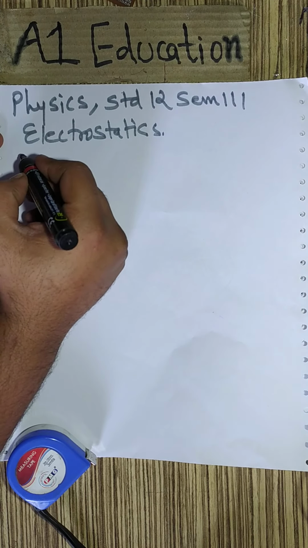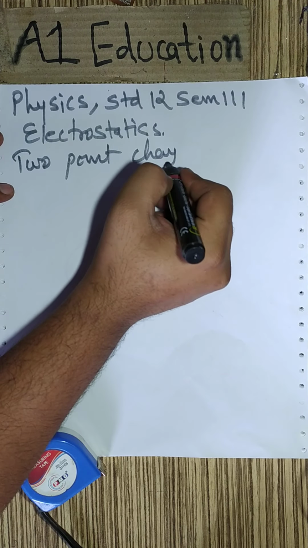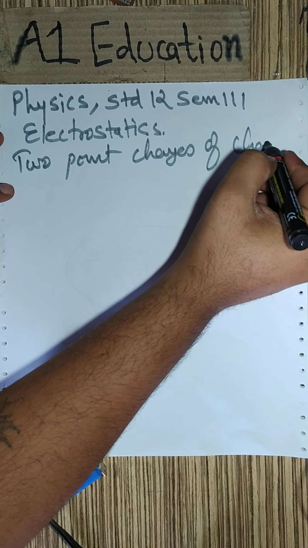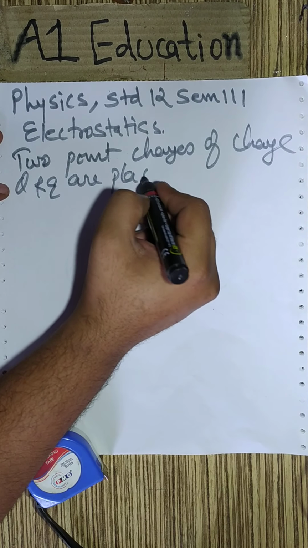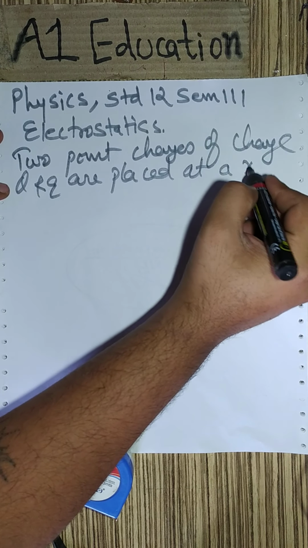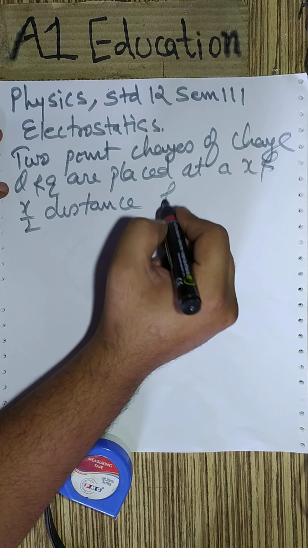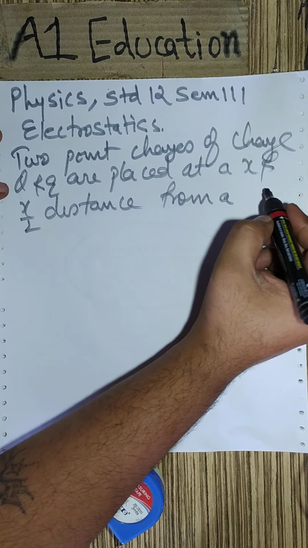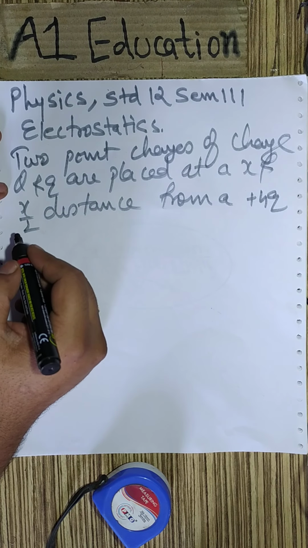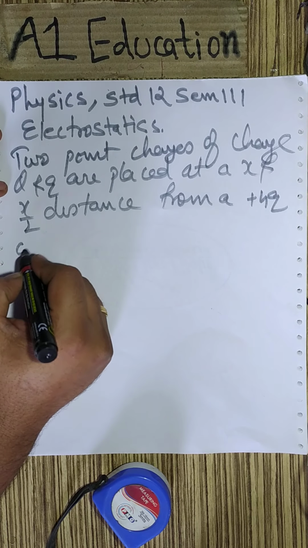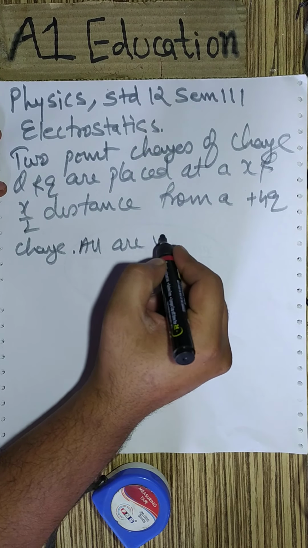The question is, 2 point charges of charge Q and Q are placed at a distance x and x by 2 from a plus 4Q charge. All are in a straight line.